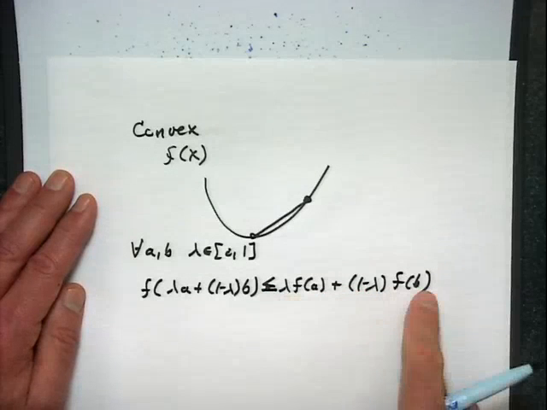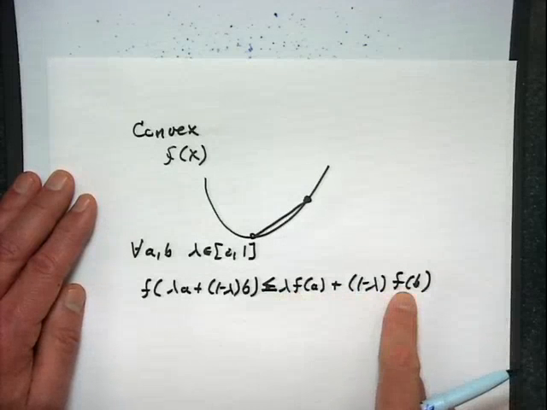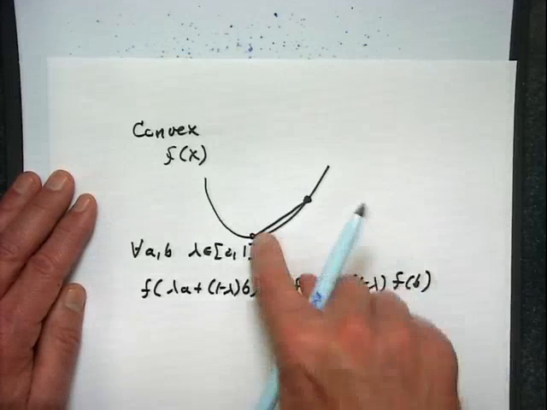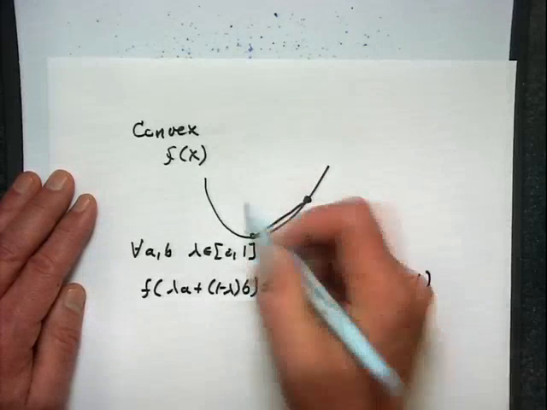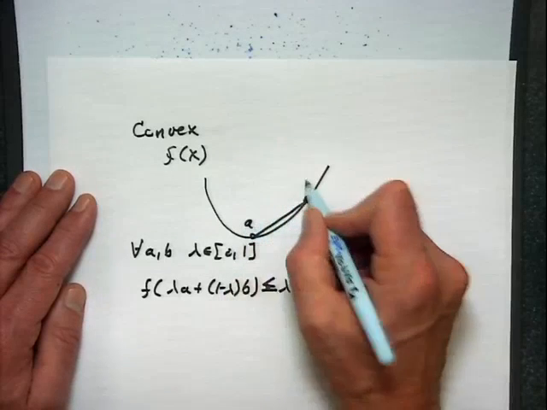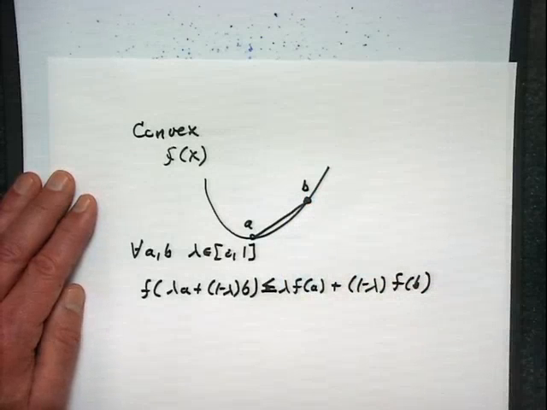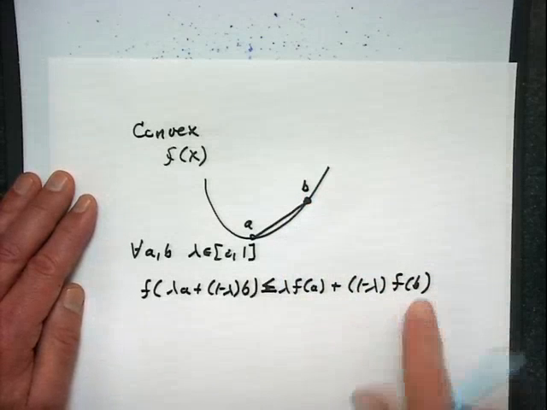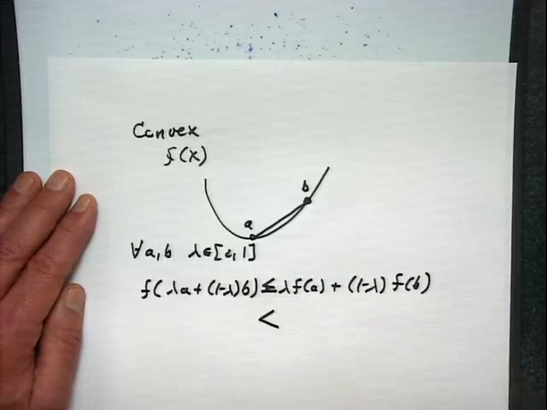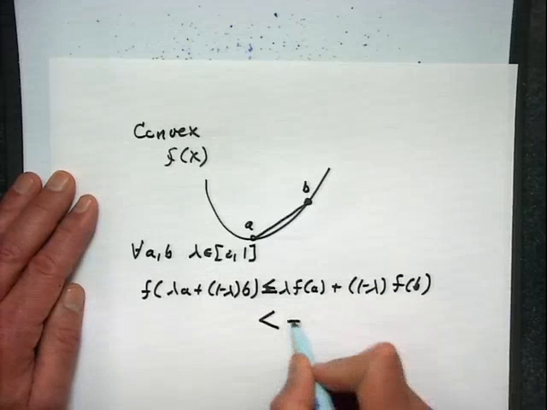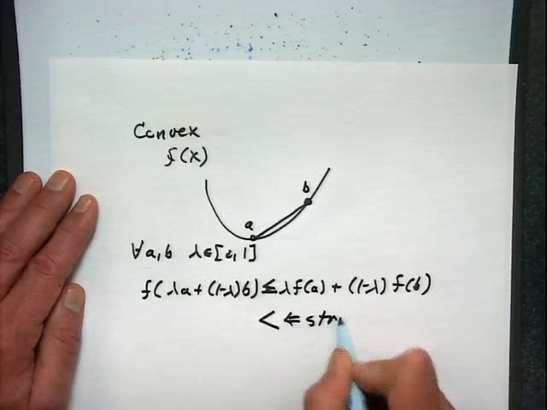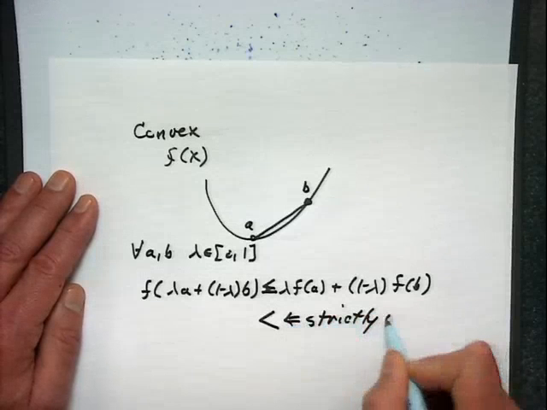Because this, for any value of lambda between 0 and 1, is a point along the line. So this is a, and this is b, and the values are f of a and f of b, right? So that's the definition. And if I put strict inequality here, then this is strictly convex.